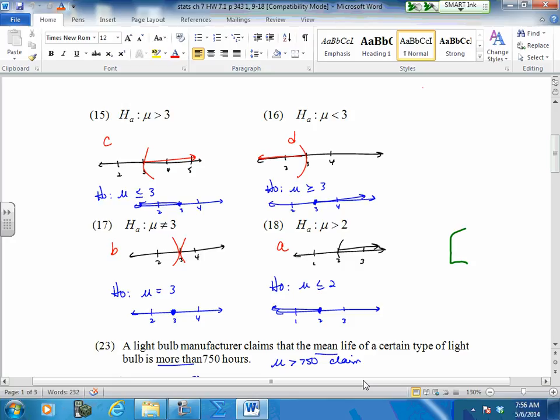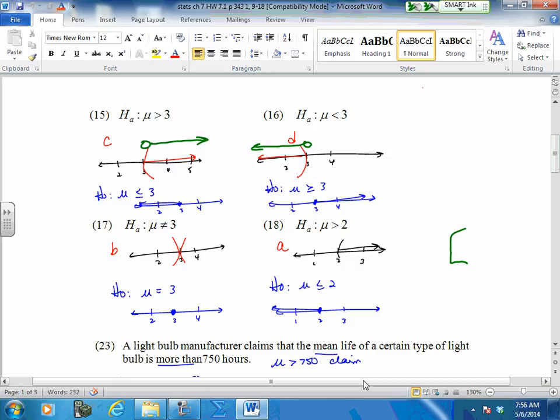So the first one matched up to, this is greater than 3. In other words, you would have an open here and greater than. Its complement, everything else, less than or equal to. This guy's less than 3. It would be here and down. Its complement, filled in, and greater.